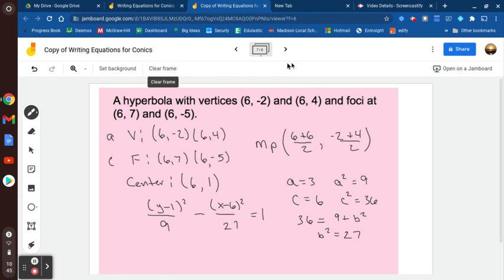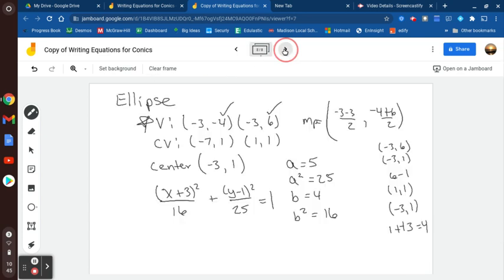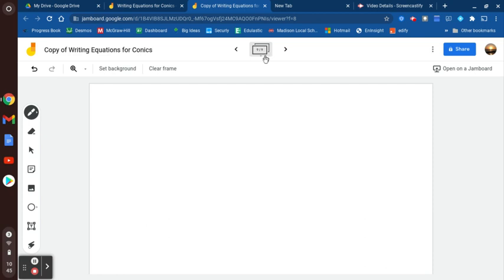All right, let's do one more ellipse. I don't know how you make a new one. There we go. All right, so let's do an ellipse. And they have to tell you what you're writing. Yep, they do have to tell you.